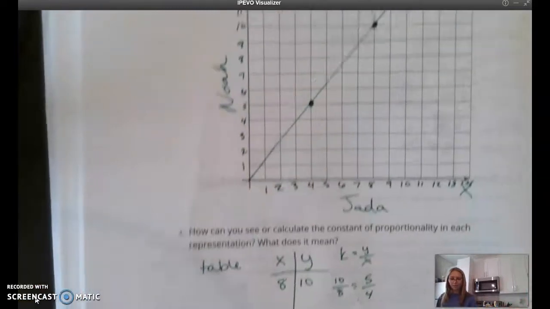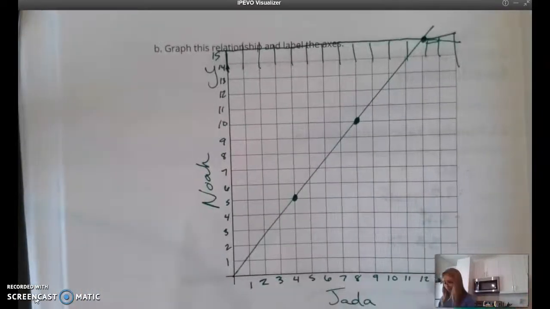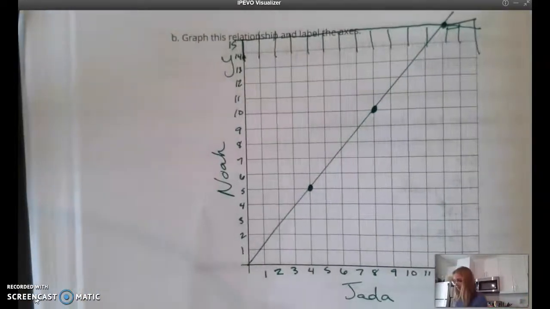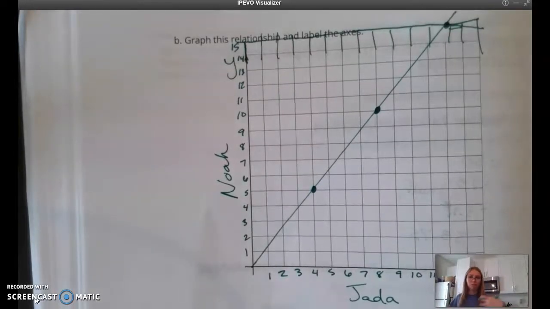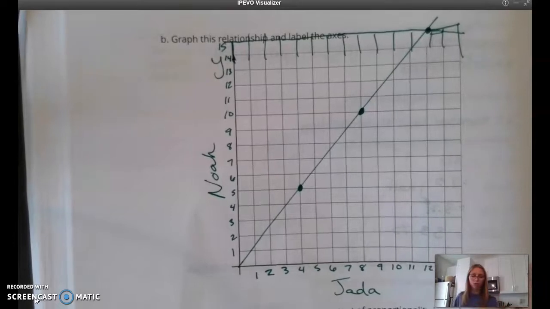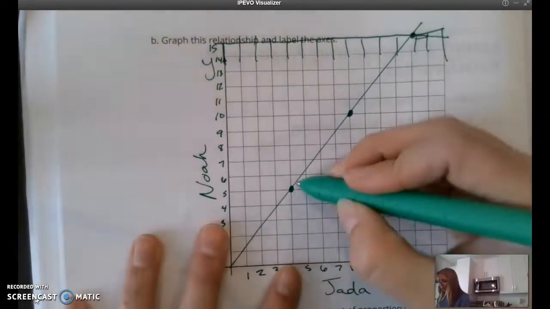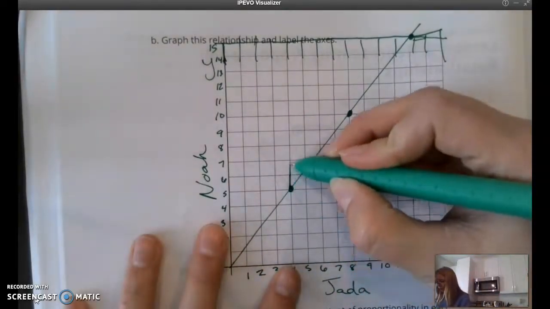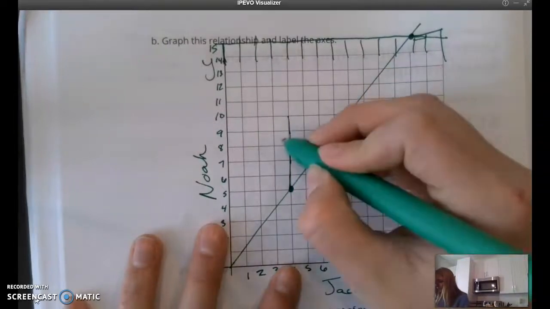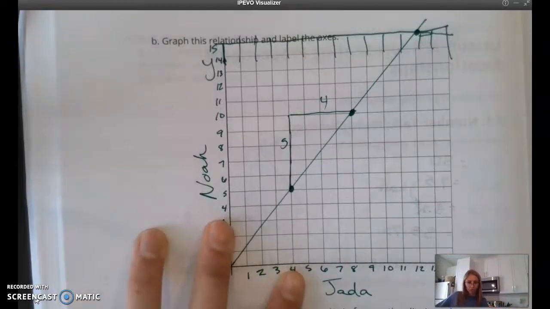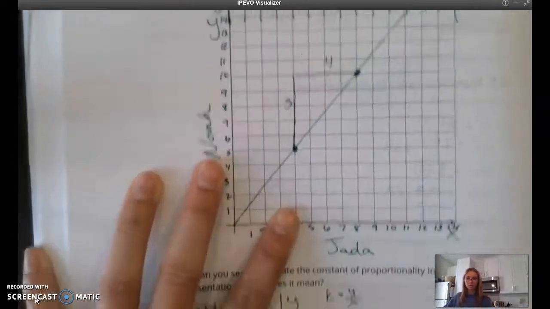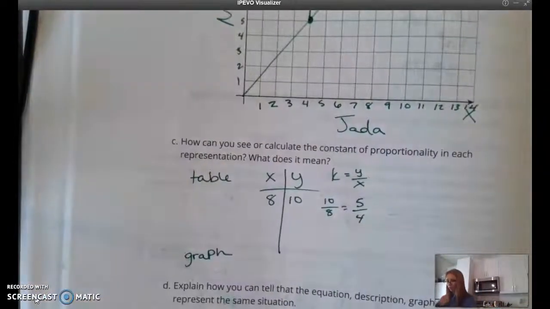Now for the graph, I can pick 2 points and see that distance and see if 5 over 4 is the same as saying my vertical over horizontal. So I can pick 1 point and go 1, 2, 3, 4, 5, and then 4 to the right, and it lands on my line. So that's how I can check it with the graph.